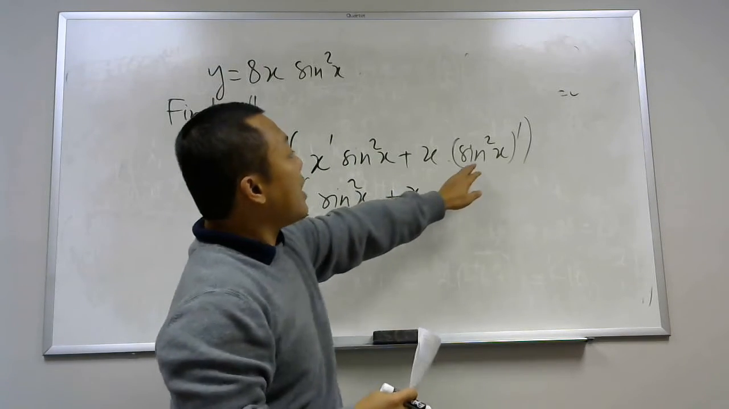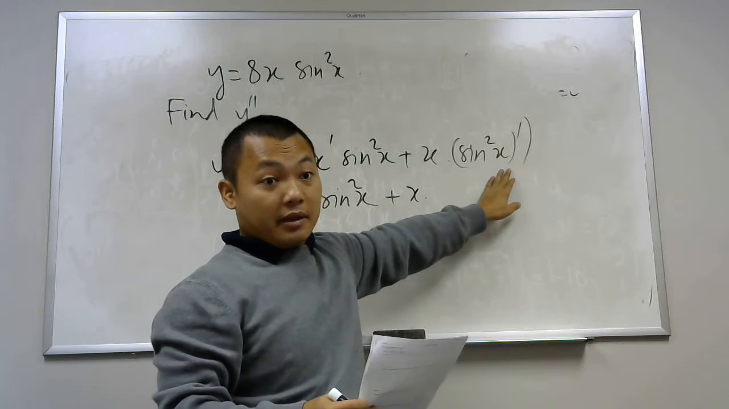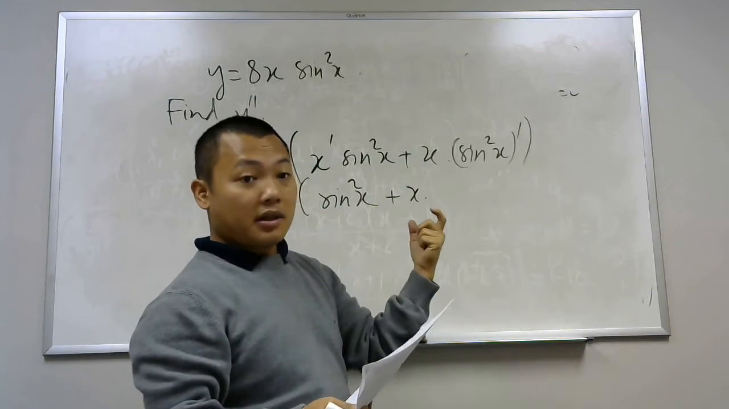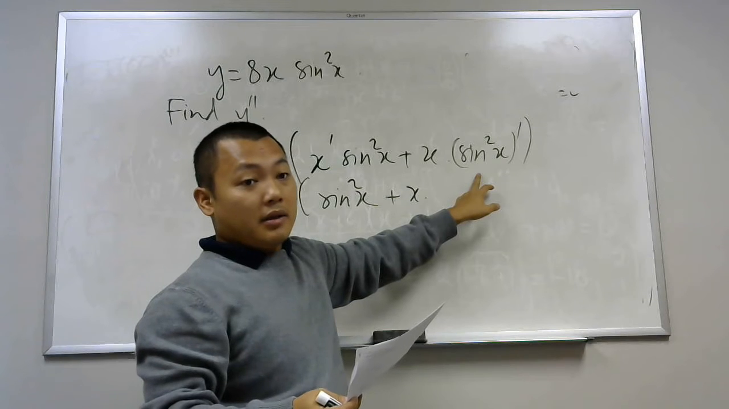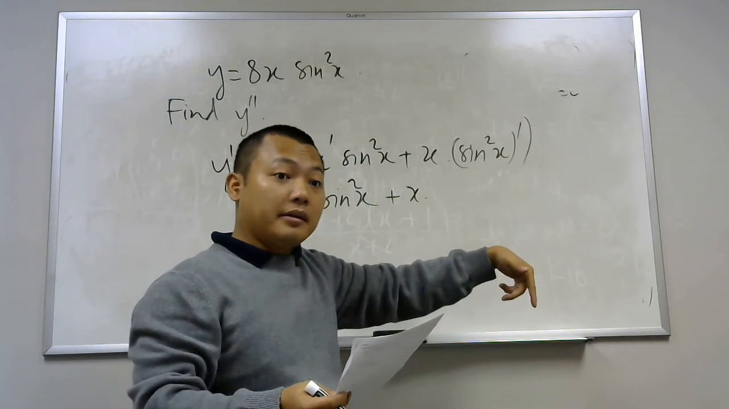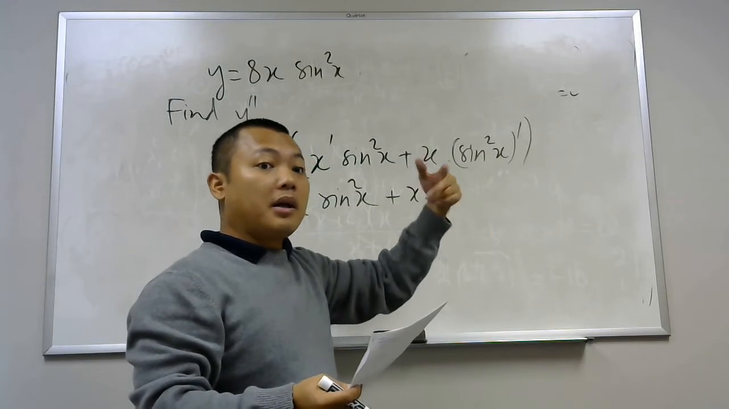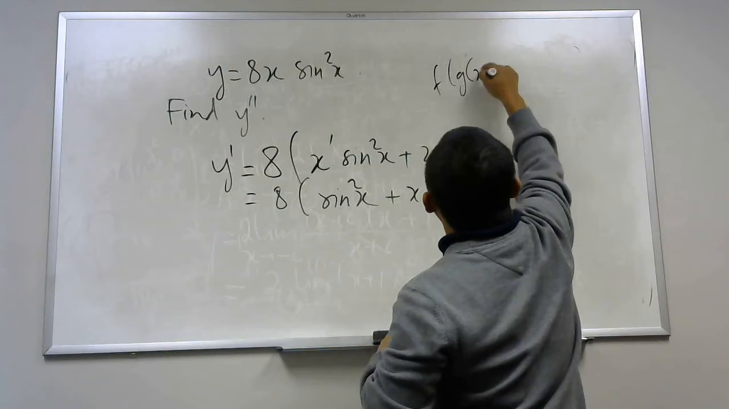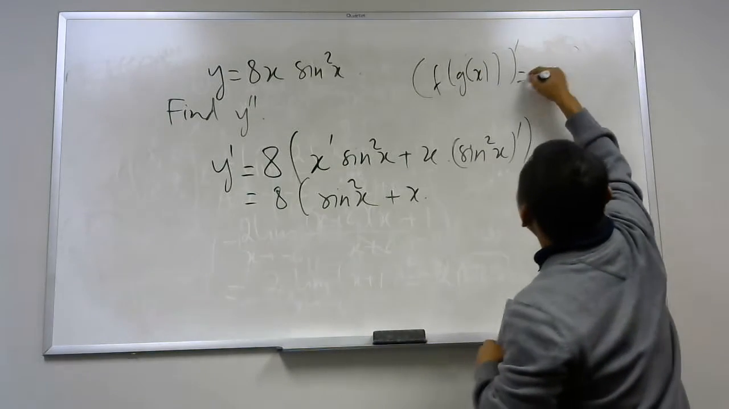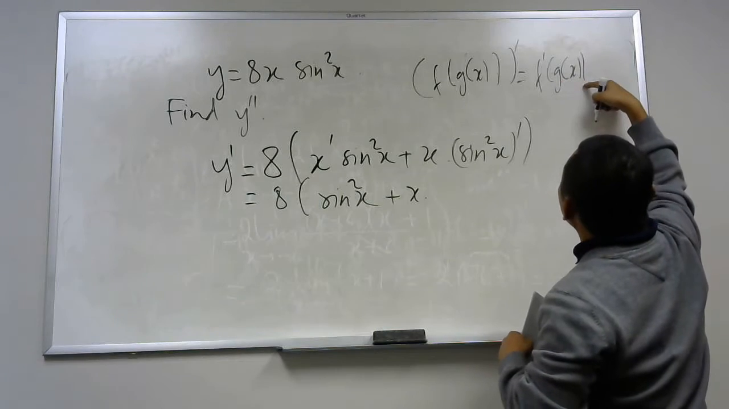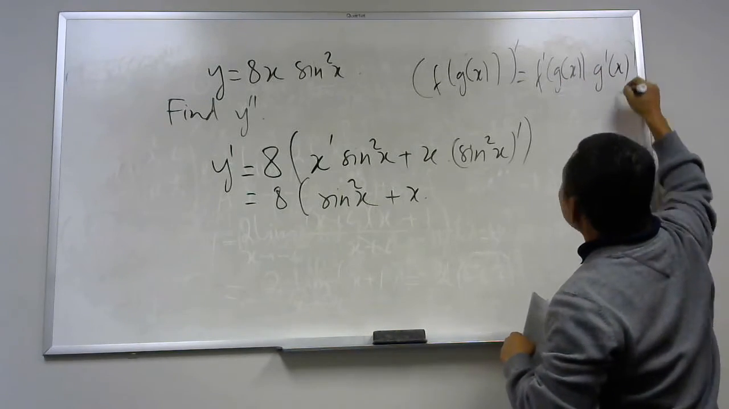times the derivative of sine squared of x). But the derivative of sine squared of x, what's that? In this case, we need to use the chain rule because we have two functions in here, square and sine, right? And the sine function is inside the square. So when we apply the chain rule, let me remind you about that. The derivative of f(g) is the derivative of the outside function, evaluated at the inside, and then times the derivative of the inside.